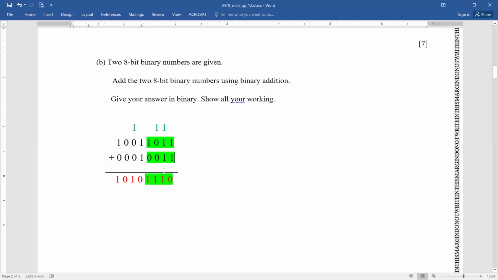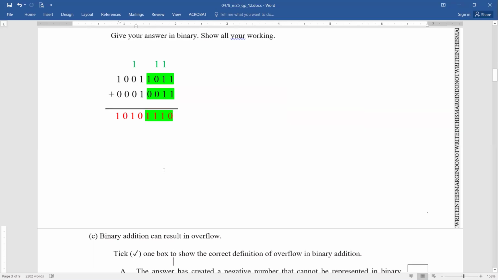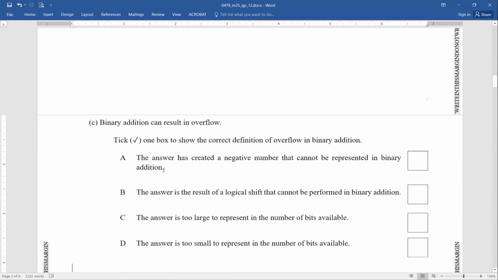So in this manner, you can easily score the marks if you have remembered the binary addition principles, and the marks are yours. Easy? Will we move ahead? Okay, part C.